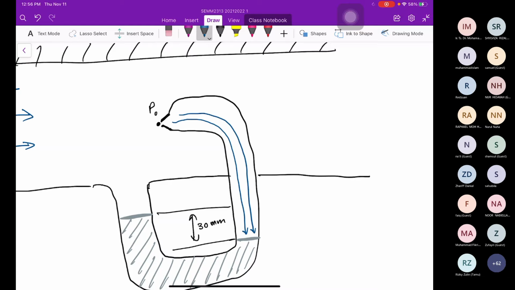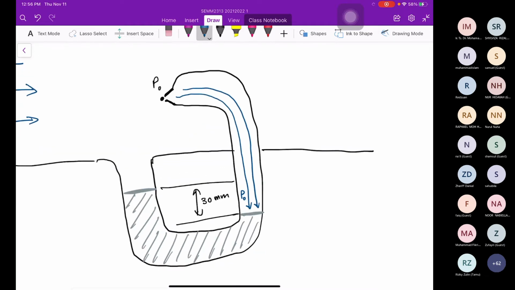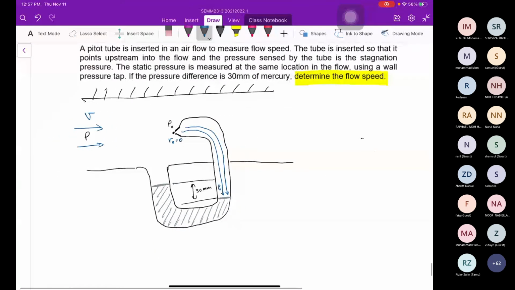So P naught here is basically equal to P naught here, the same thing. Alright. So do you think the P naught is maximum? Yes, P naught is maximum because the velocity is 0. When the velocity is 0, the pressure will increase drastically. So because of the high pressure, it pushed down the mercury and then you can see the difference is 30 mm.